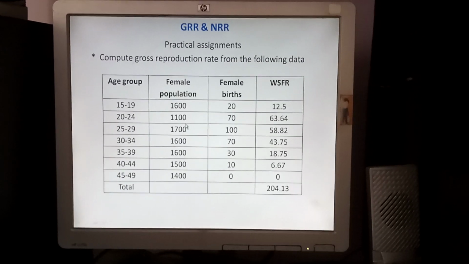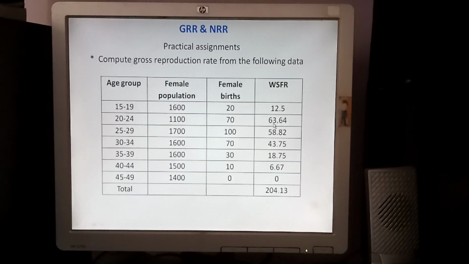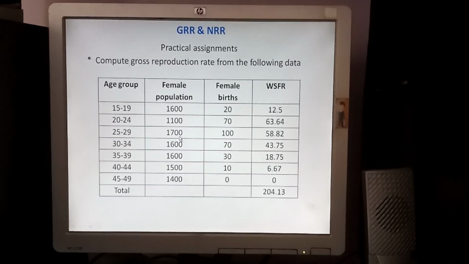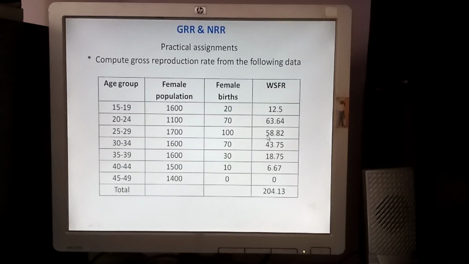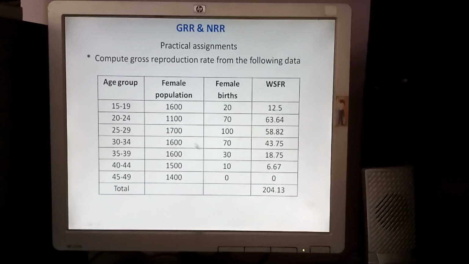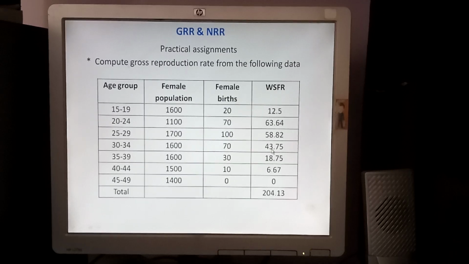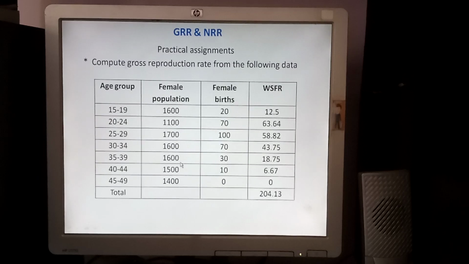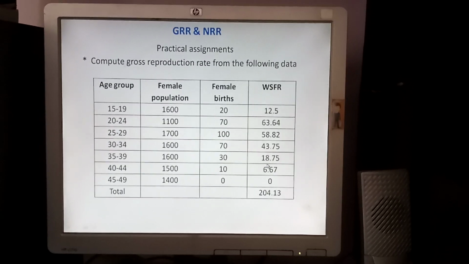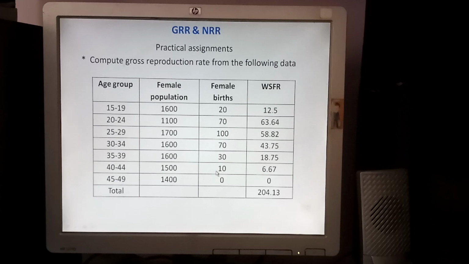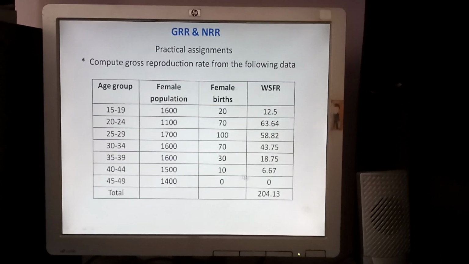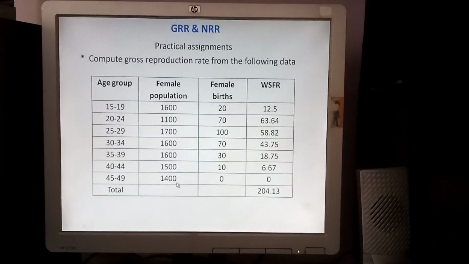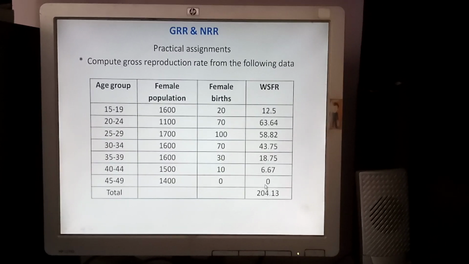70 divided by 1100 into 1000, 63.64. 100 divided by 1700 into 1000, 58.82. 70 divided by 1600 into 1000, 43.75. 30 divided by 1600 into 1000, 18.75. 10 divided by 1500 into 1000, 6.67. 0 divided by 1400 into 1000 is 0.